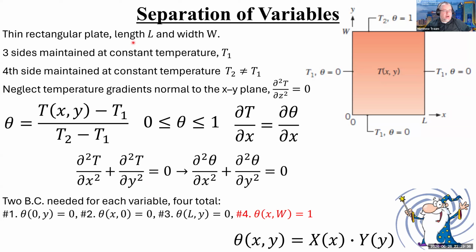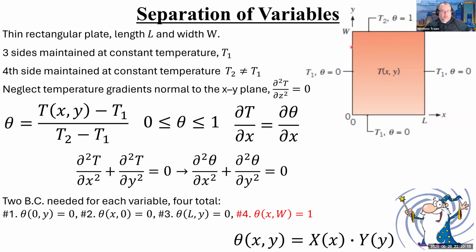So how does this technique work? Okay, so we've got a thin rectangular plate. We're going to say that it has a length L and a width W, right? So here's our plate, length L, width W. And just for purposes of this particular derivation, we're going to set three sides at a constant temperature, which is called T1. So here's surface 1 at T1, here's surface 2 at T1, here's surface 3 at T1. And then there's going to be a fourth surface, which is maintained at a different temperature, which we'll call T2. And that temperature is not equal to T1, right? So this surface up here is at T2, temperature 2.